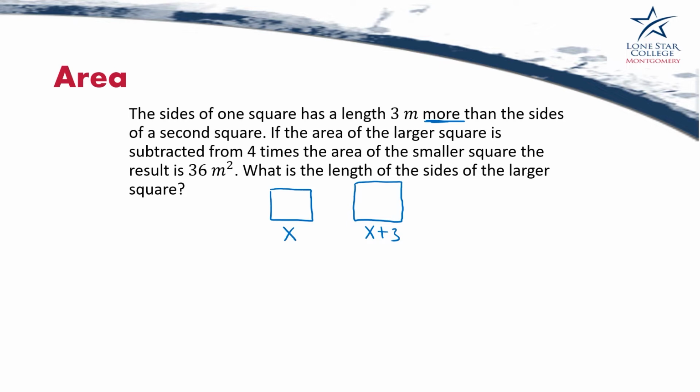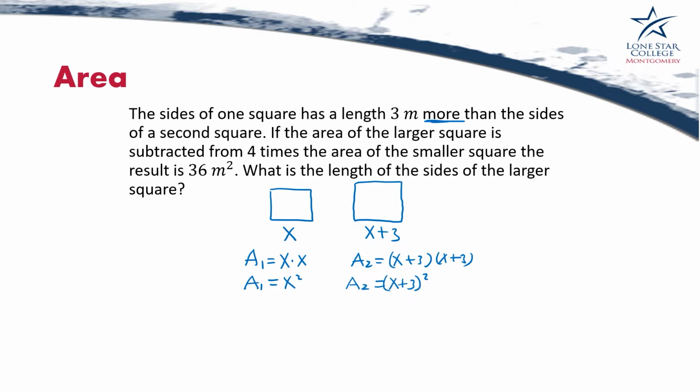Now, we're talking about area of the squares, so let's find the area of the smallest square first. It's called A1. That would be side times side, which is x times x, which gives us x squared. And A2 is the same thing, side times side, x plus 3 times x plus 3, gives us x plus 3 squared. That's A2.